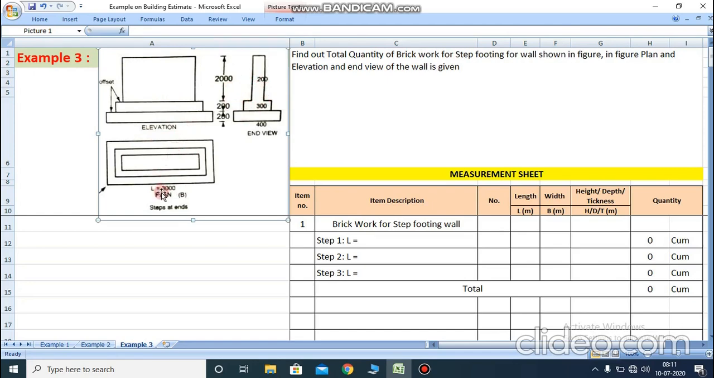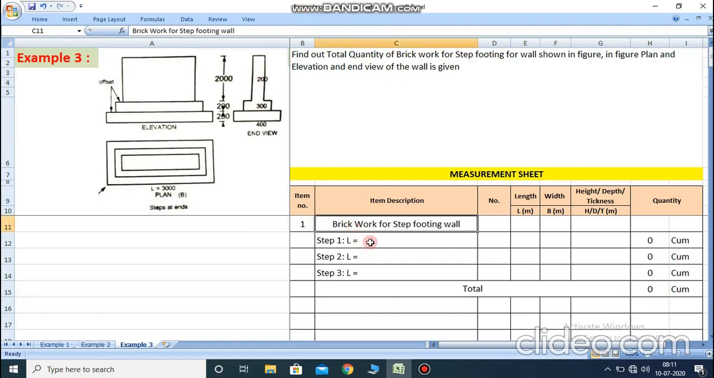In the plan, the total length of the wall, not the step, is 3000 mm. The height of the wall given in the elevation is 2000 mm, and the step height is given as 200 mm, 200 mm. Clear? And the width of the step is given as 400 mm, 300 mm, and the wall width is given as 200 mm. Now we start the brickwork for a step footing wall. So first we start from the bottom part of the wall.